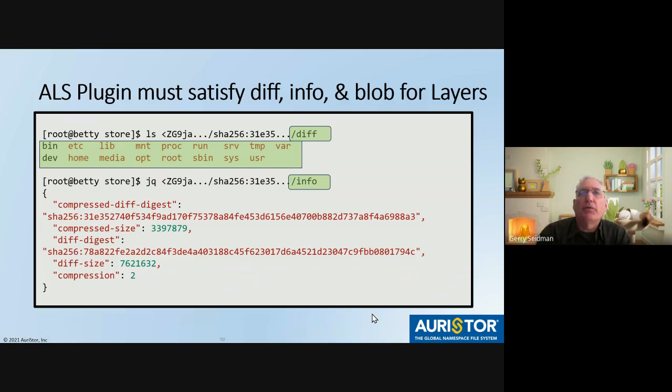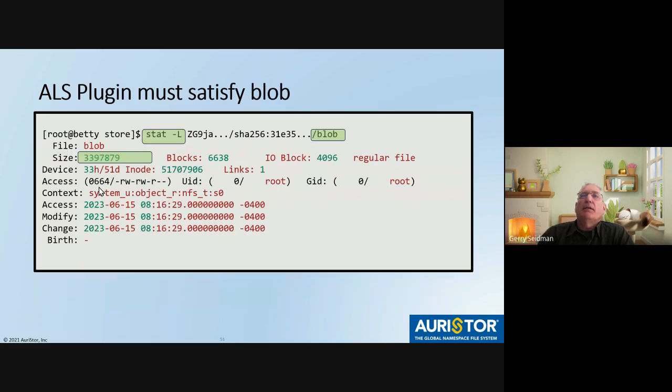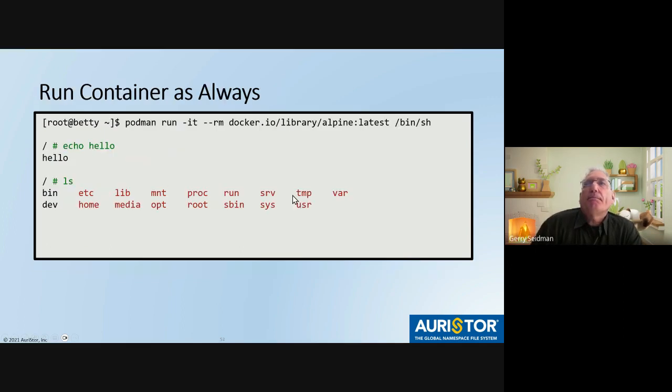There I'm just showing you that it really works. The /info just gives you the standard interpretation of the information of that layer. That's a container image standard. And if I do a stat -l of the blob file, it says that, if asked, the Aura Store ALS driver can give you the tar.gz file of that layer, and it's going to be 3.4 megabytes. And if I just run it, everything runs as normal.